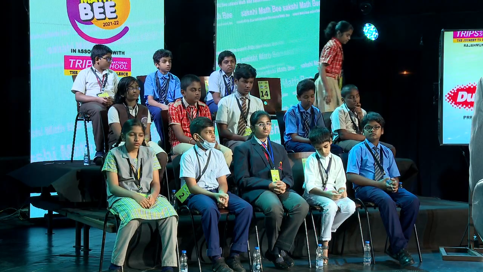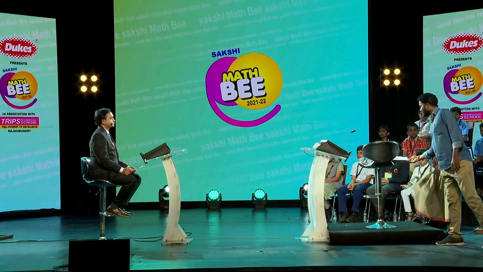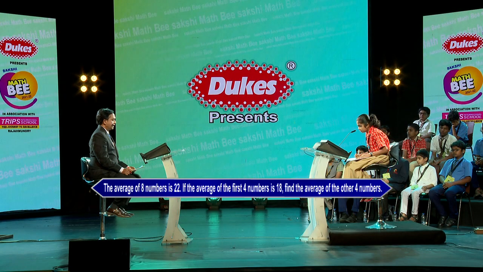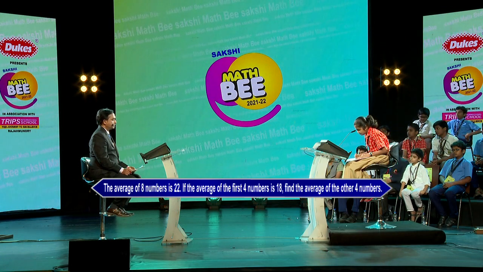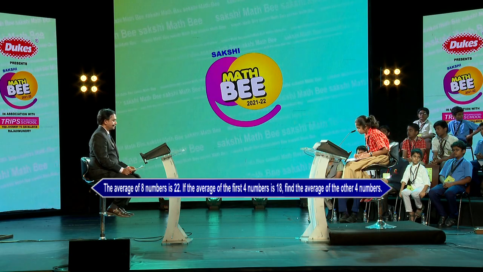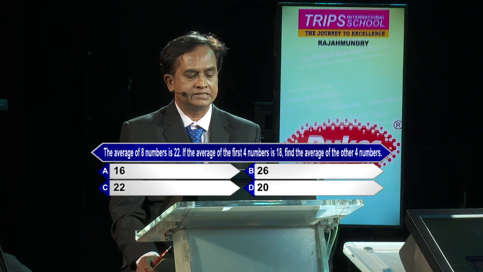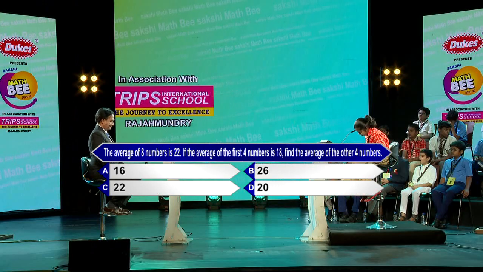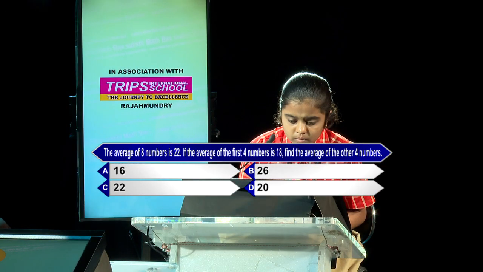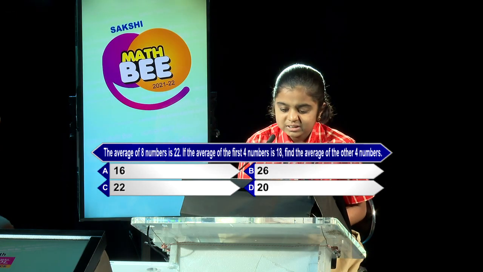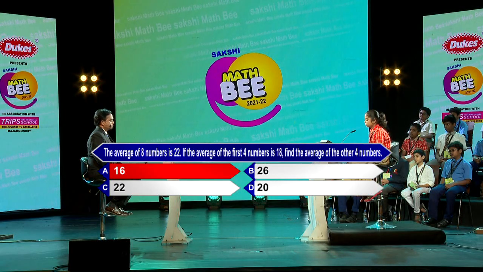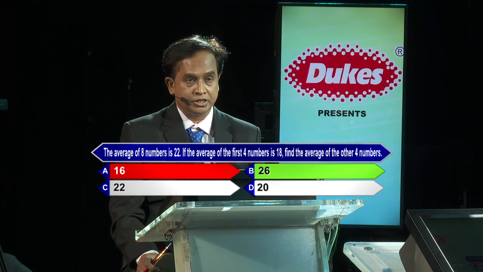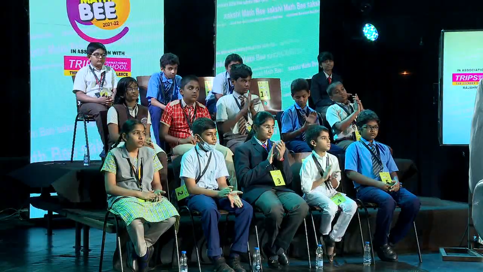Can we have the next contestant, Bhavika G. Naidu from Vijeta Concept School, Chilkaluri Peta, Guntur? The average of 8 numbers is 22. If the average of the first 4 numbers is 18, find the average of the other 4 numbers. Your options are A, 16, B, 26, C, 22, D, 20. Sir, option A, 16. Kindly lock option A, 16. I'm so sorry, option A, 16 is the wrong answer. Option B, 26 is correct.